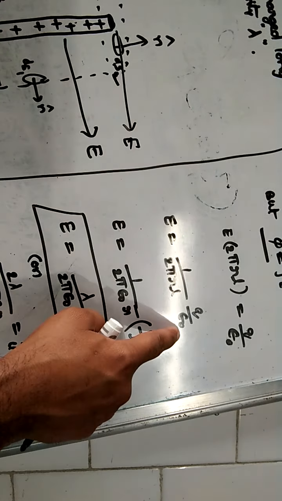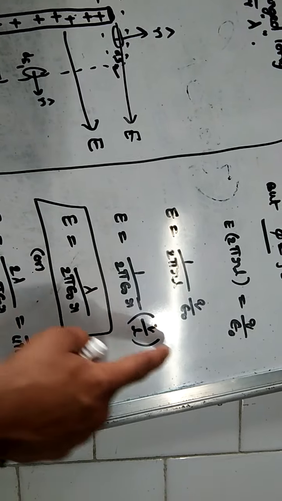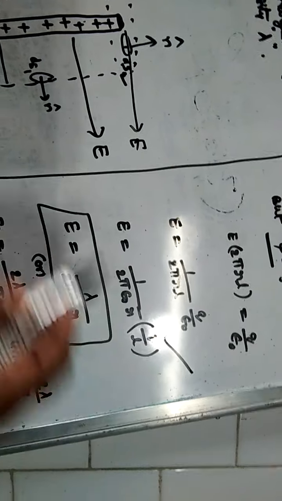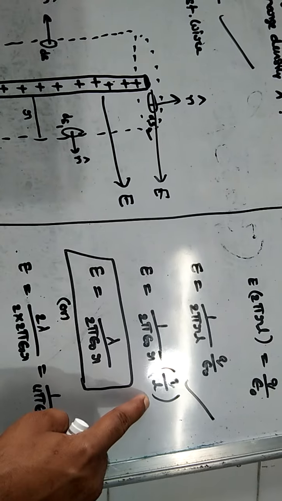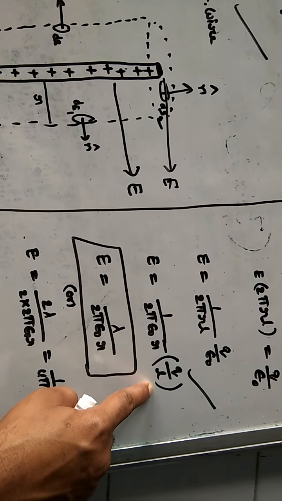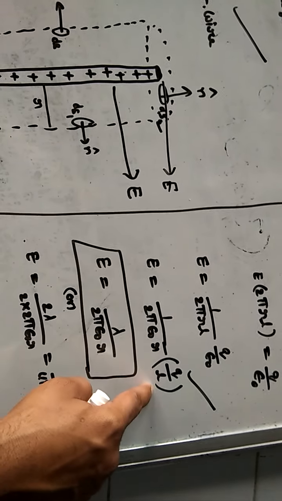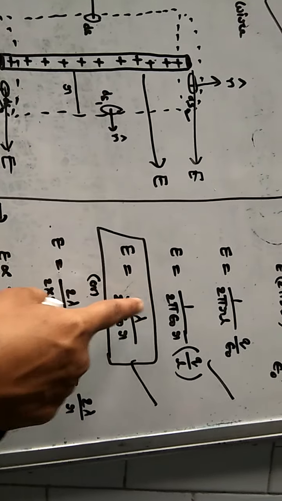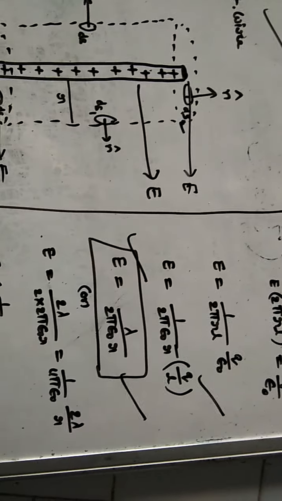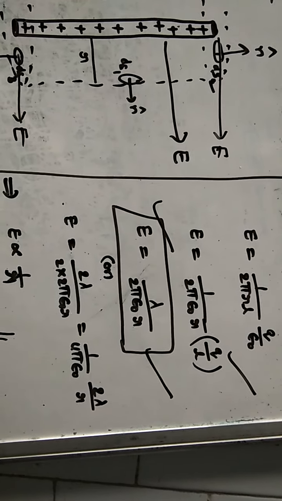So I am rearranging here 1 by 2 pi epsilon naught into R, q by L. What is this q by L? I told you in the beginning only, q by L is nothing but lambda. So in place of q by L I am writing lambda. Therefore this is nothing but lambda by 2 pi epsilon naught into R. So this is the electric field due to the infinitely long charged wire.